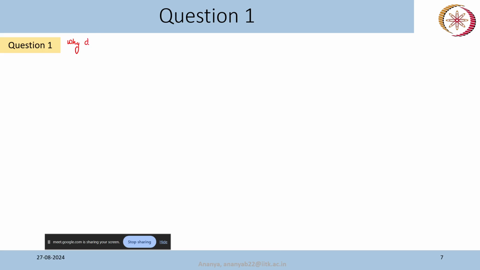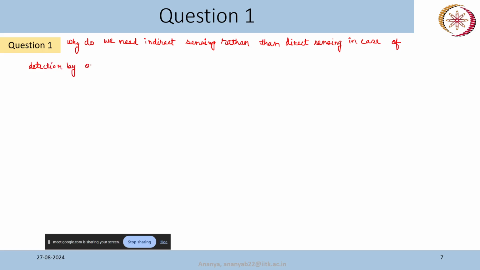Why do we need indirect sensing rather than direct sensing in case of detection by optical sensors?